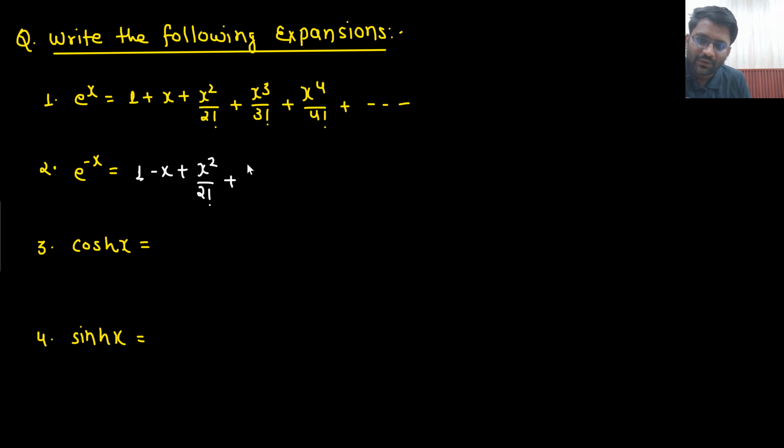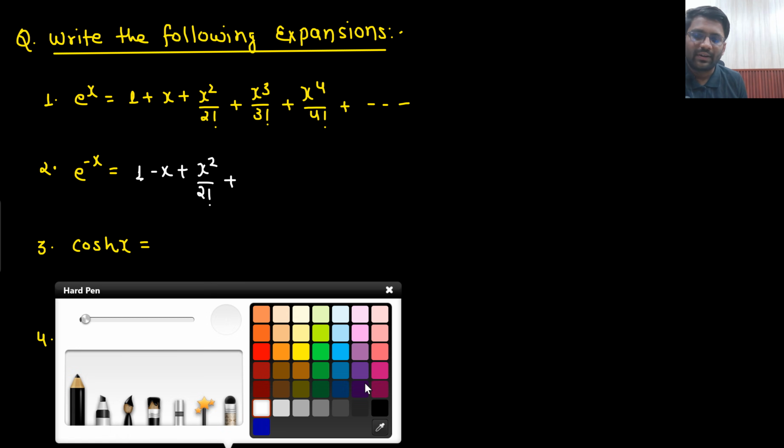Then plus, in place of x you put minus x. What is minus x cube? So minus x cube will be nothing but minus x cube, right? So this will become minus x cube divided by 3 factorial.